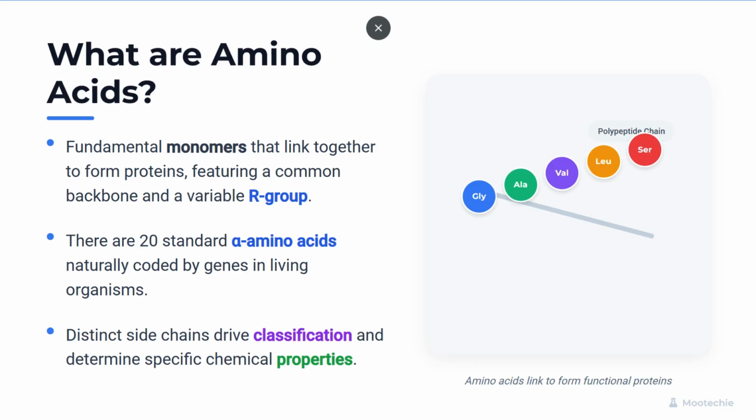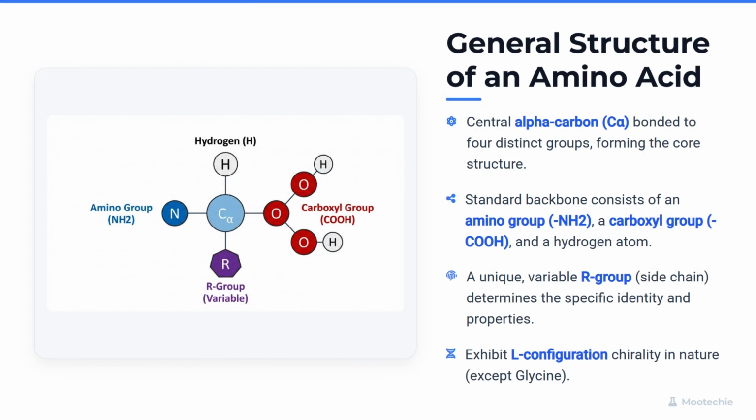Now let's move on to the general structure of an amino acid. At its heart is a central alpha carbon, bonded to 4 distinct groups, forming the core structure. The standard backbone consists of an amino group, a carboxyl group, and a hydrogen atom. What makes each amino acid unique is its variable R group, or side chain, which determines its specific identity and properties. And in nature, they almost always exhibit an L configuration chirality, with the exception of glycine.